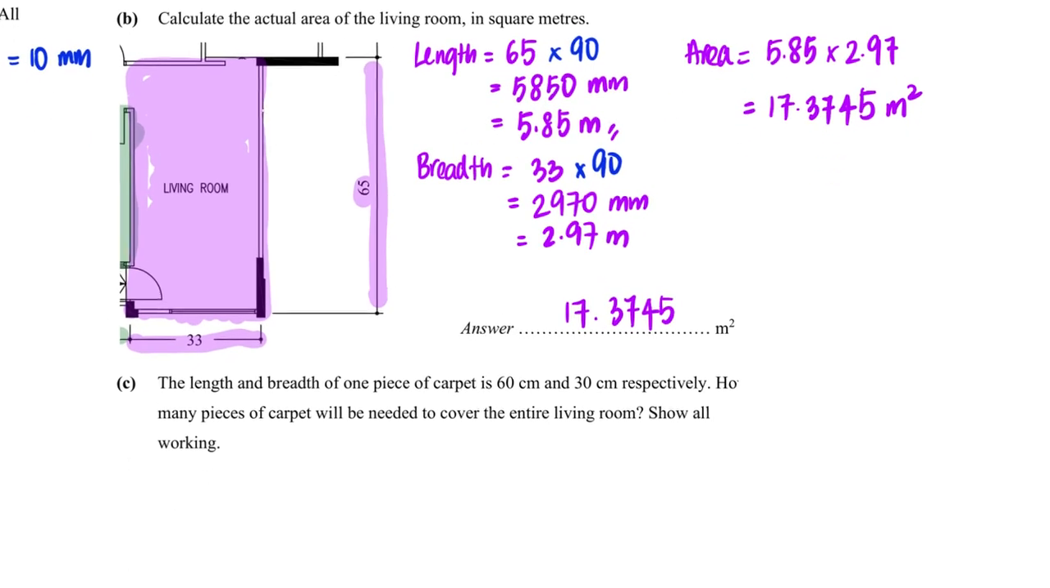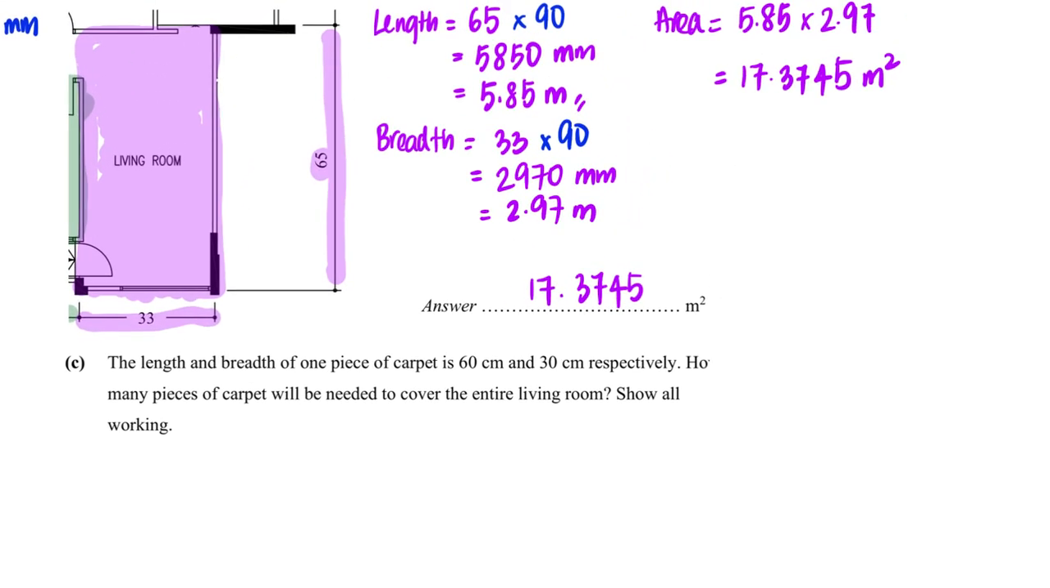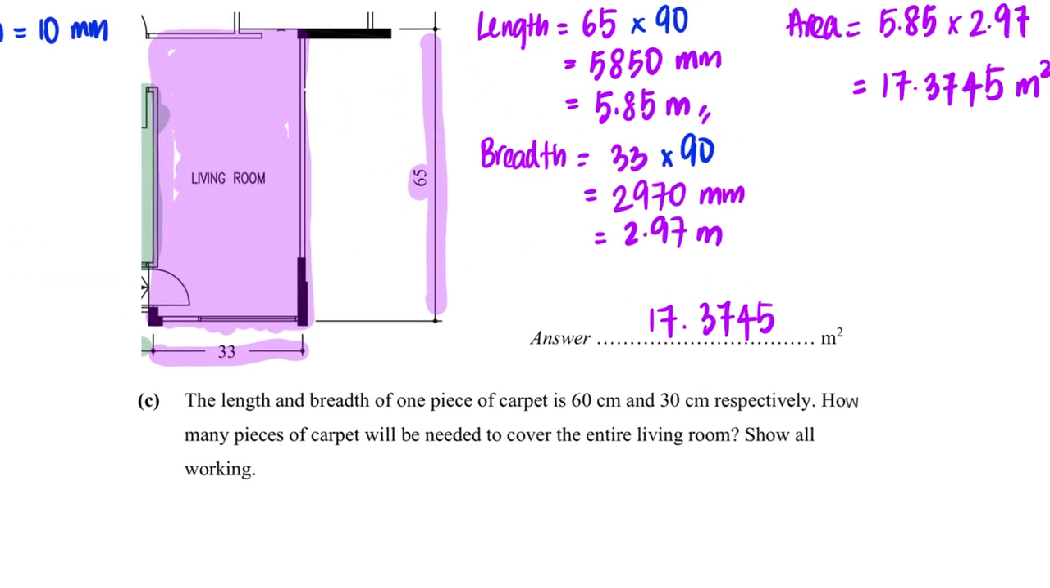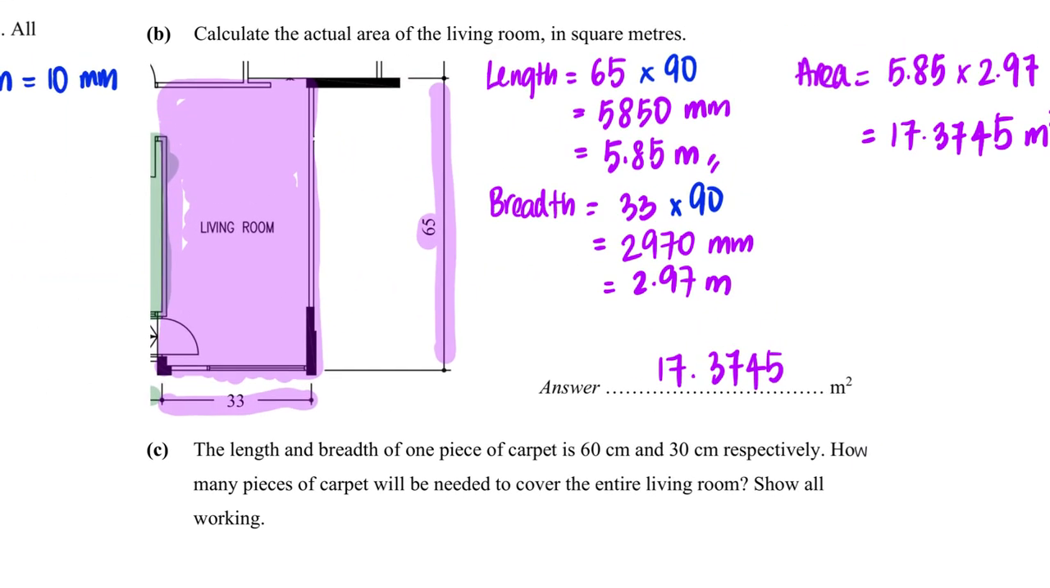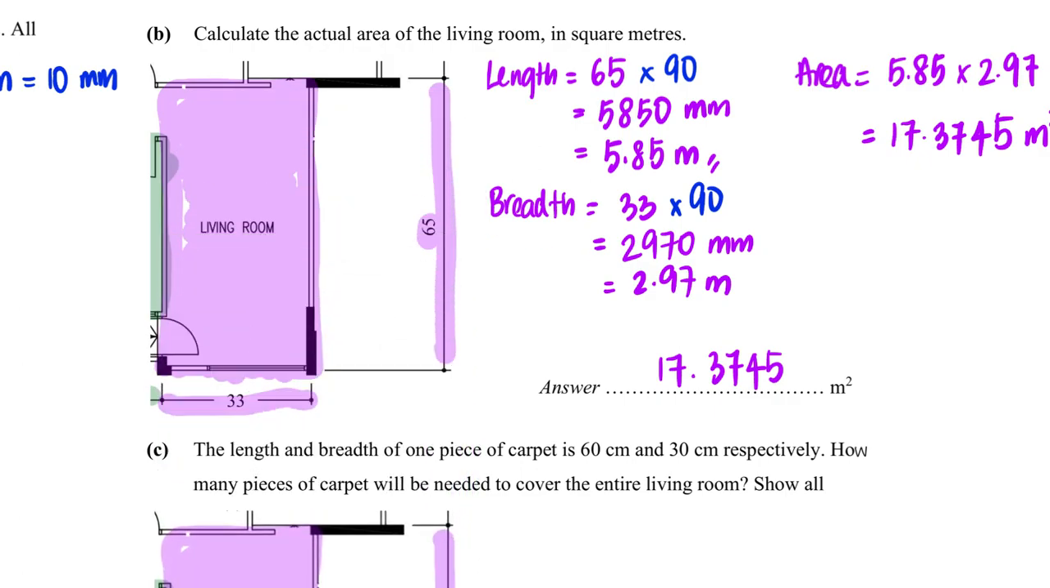Right, now for the last part. The length and breadth of one piece of carpet is 60 cm by 30 cm. How many pieces of carpet will be needed to cover the entire living room? Show all the necessary working. So in this case, do take note the living room is this. So I'm going to just make a copy again of this living room so that it's easier for us to visualize.